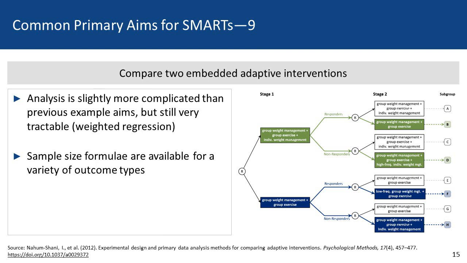The analysis for the comparison of 2 embedded adaptive interventions is slightly more complicated than the previous examples that we've seen. But it's still very tractable, and there's a lot of work designed around building accessible explanations of these analyses. Instead of a t-test, you may think weighted regression, so still very tractable analysis. The sample size formulae are also slightly more complicated, but they are available for a variety of outcome types, including continuous outcomes, binary outcomes, survival, cluster randomized trials, longitudinal outcomes. So there's a wide literature here on powering a SMART for this comparison.